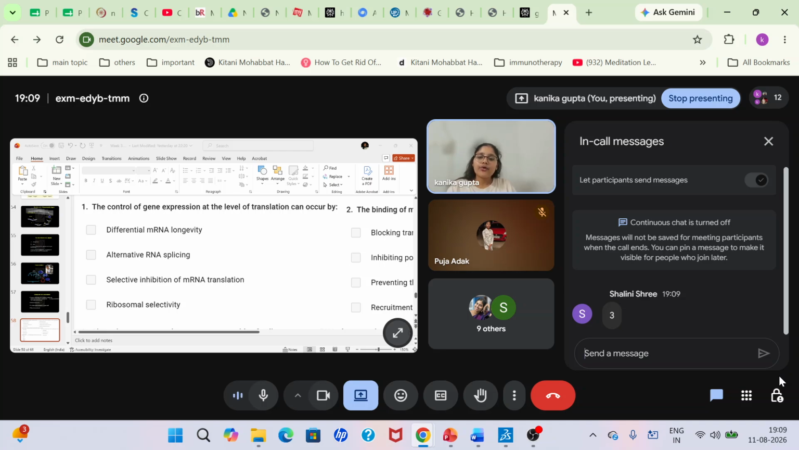Shalini, can there be more answers for this question? You can see all four options. If you feel that any other option can be an answer, other people don't want to answer.